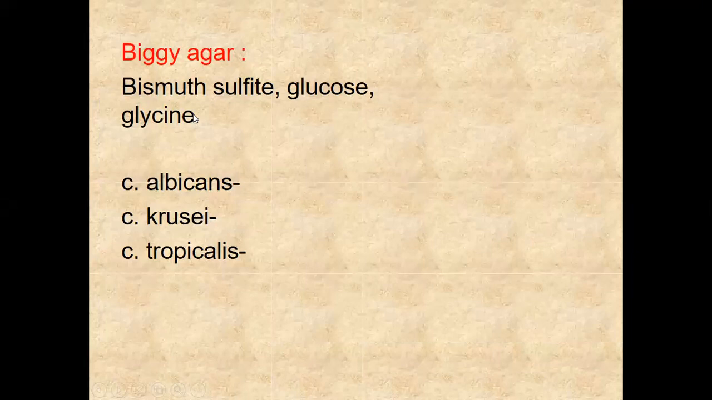Next, another type of agar medium used in laboratory techniques is Biggy agar, that is bismuth, glucose, glycine agar. The composition is not given here, but the main ingredients of this agar medium are bismuth sulfite, glucose as the sugar component, and glycine, along with agar, dissolved in 1000 ml of distilled water for preparation of this agar.